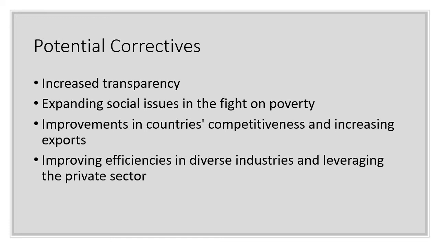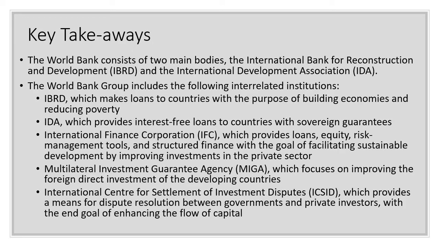And so, just as we did with the IMF, we examine the key takeaways from this examination of the World Bank. The World Bank consists of two main bodies: the International Bank for Reconstruction and Development and the International Development Association. The World Bank Group includes the following interrelated institutions: the IBRD, the IDA, the Multilateral Investment Guarantee Agency, and the International Center for Settlement of Investment Disputes.